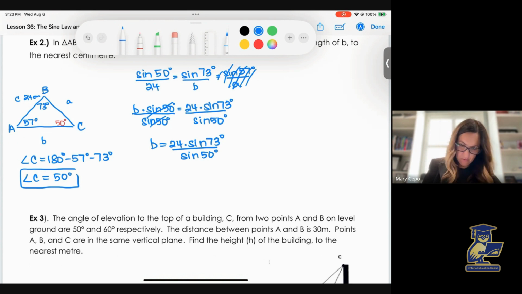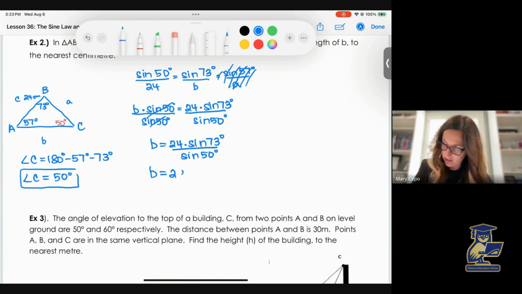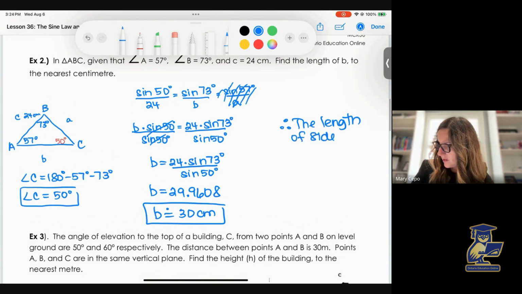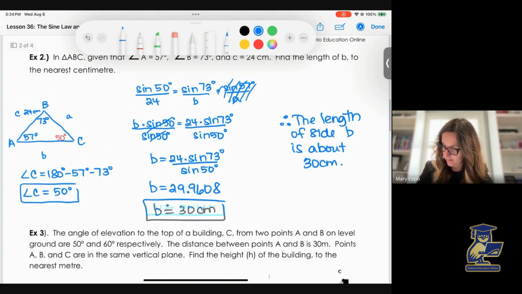So we have 24 times sine of 73. Press equals, and we're going to divide that by bracket sine of 50. And we are left with B is equal to 29.9608. So B is approximately, because it's to the nearest centimeter, rounded to 30 centimeters. Okay, so therefore, the length of side B is about 30 centimeters.